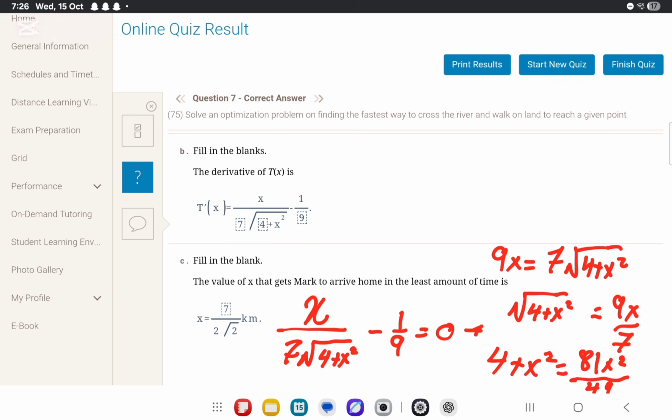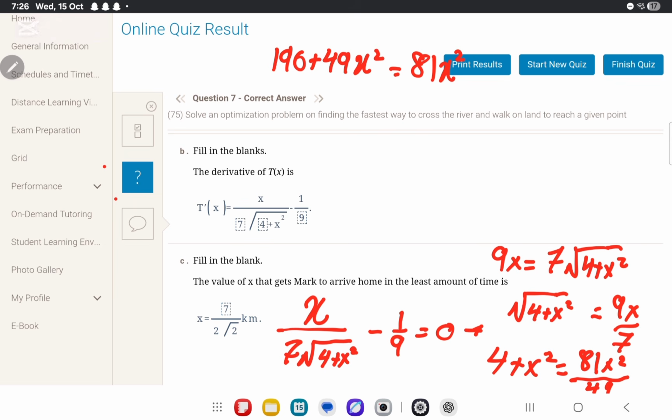4 plus x squared equals 81x squared over 49. This gives me the number 7 over 2 radical 2. Yes, okay, so I am doing the right thing. Now take 49 up, so it's going to be 49 times 4, 196 plus 49x squared. So 196 plus 49x squared equals 81x squared.